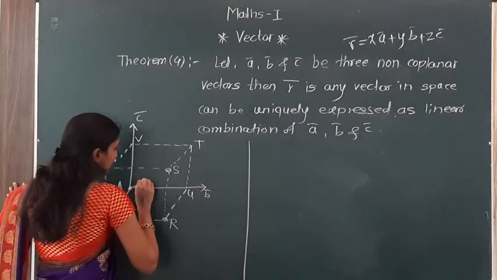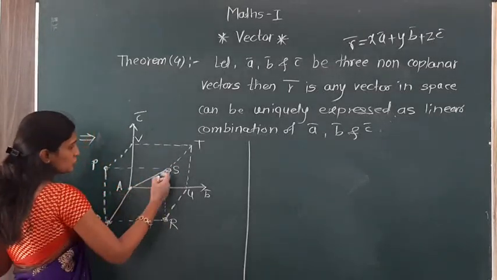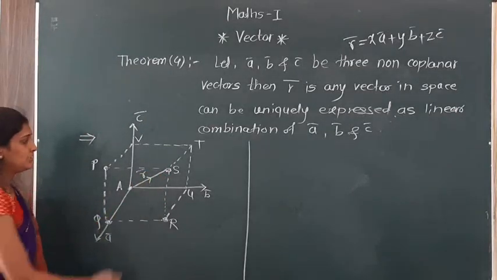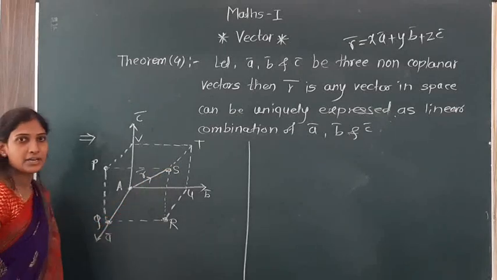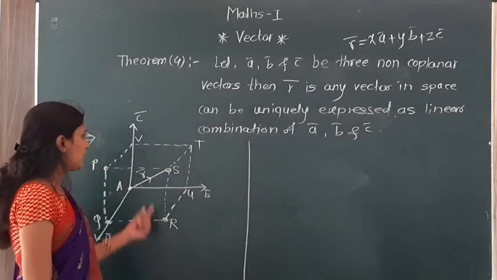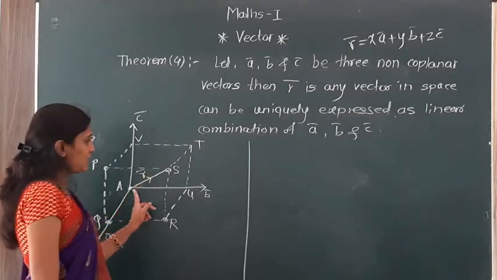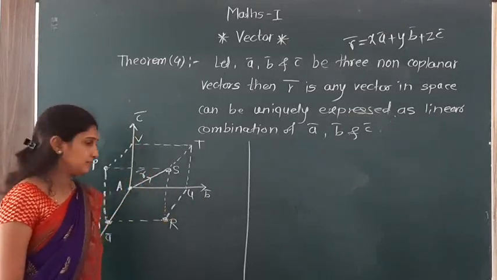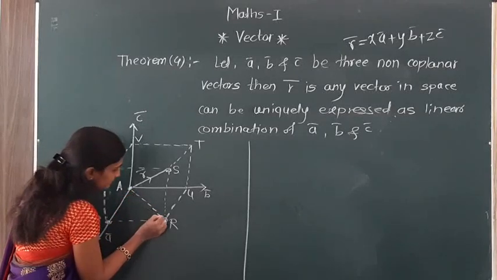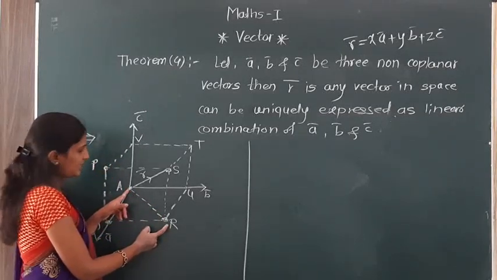We join A and S. And suppose this is vector r bar. Now we have to prove that r bar is equal to x a bar plus y b bar plus z c bar. Now we join AR.